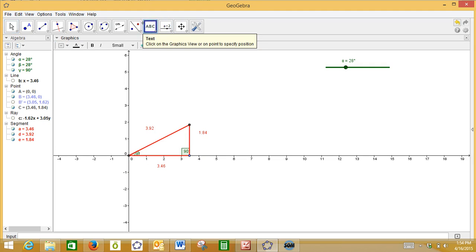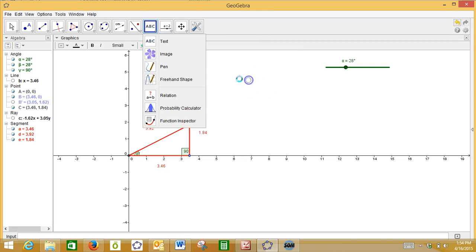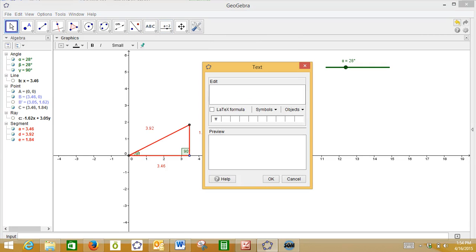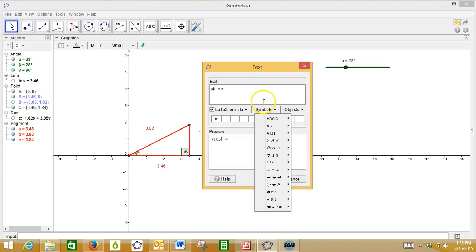So I'm going to grab my text tool, and we're going to do some dynamic text here. So what we're going to say is the sine of our angle, it's not labeled, maybe we'll call it A, since the problem calls it A. So the sine of A, which maybe we want to say is equal to, I'm going to click on the text box here. So notice the preview here. LaTeX changes the font a little bit, and then we can do some objects too, or some symbols, I believe.